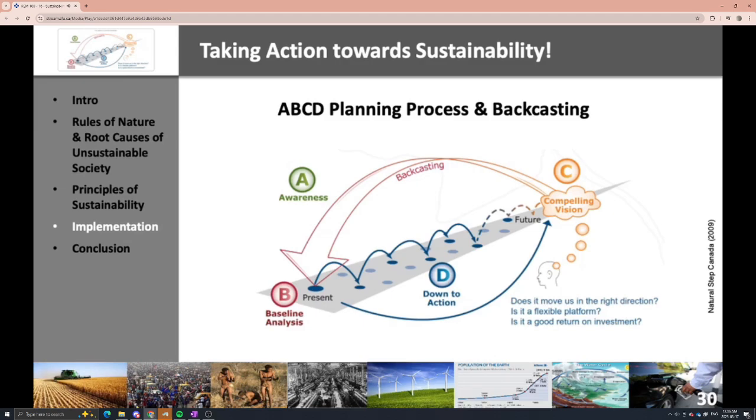Now, this planning process does not only work for sustainability, it also works well for planning your career goals, getting fitter, or anything else you hope to achieve. So it's a really good planning process in order to achieve goals in general.